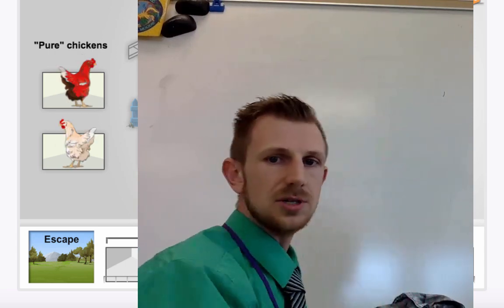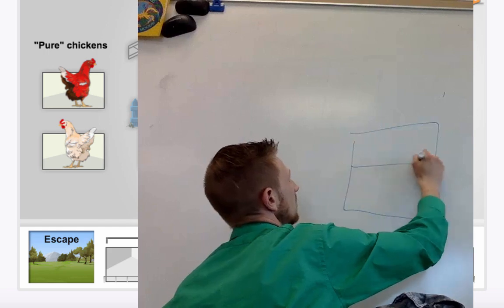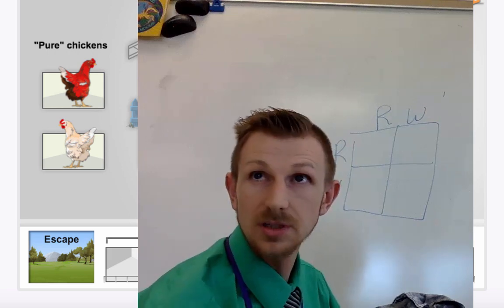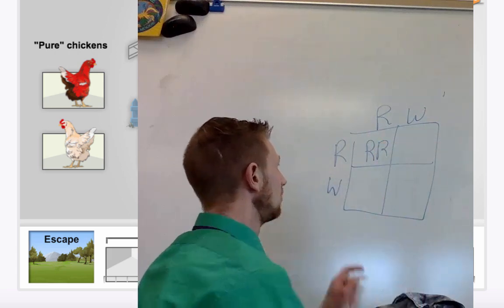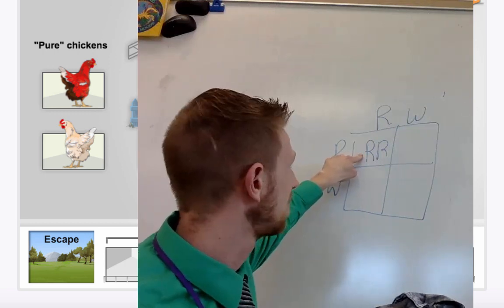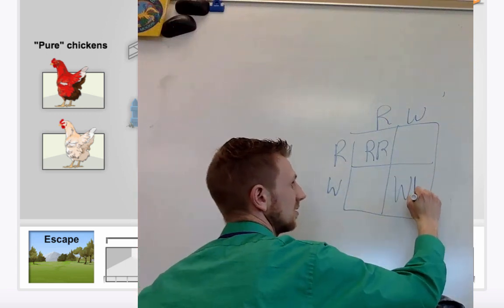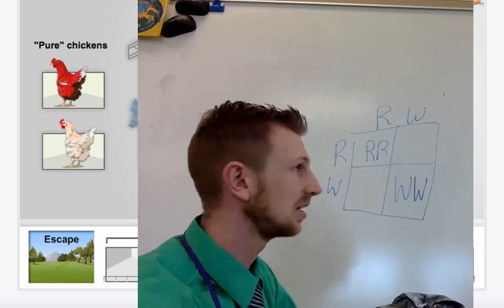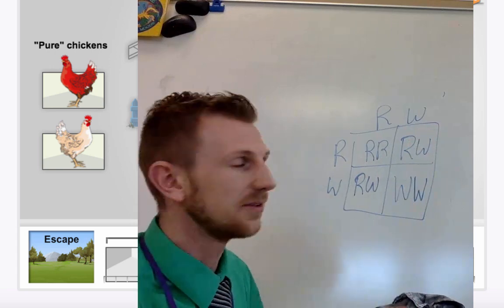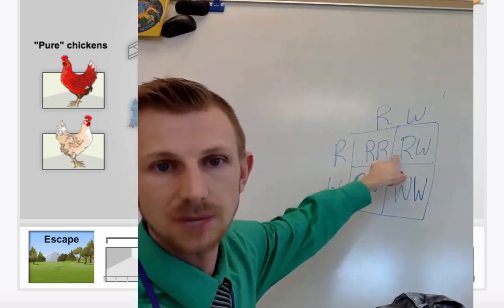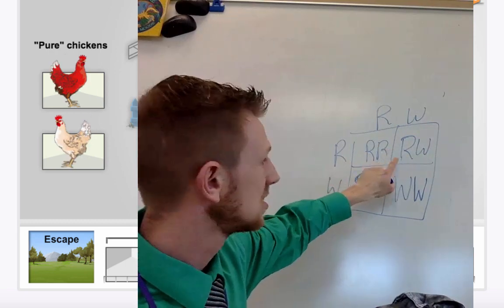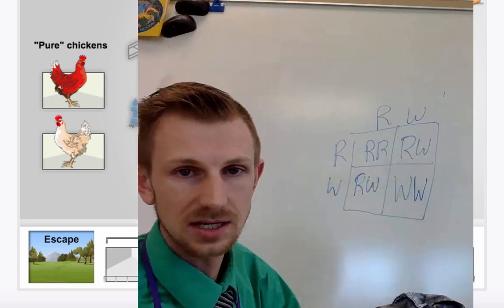All right, so now here's what you were supposed to do. RW, RW. You put those on your Punnett square. What color is this one going to be? It's only got red alleles, so it's going to be a red chicken. What's going to be in this box? Only white alleles, so it'd be a white chicken. And then these two boxes are the ones that are a little bit different. They have an R and a W, so what are they going to look like? Well, they're going to look like mommy and daddy. They're red and white at the same time. So it would be 25% red, 25% white, 50% red and white together.